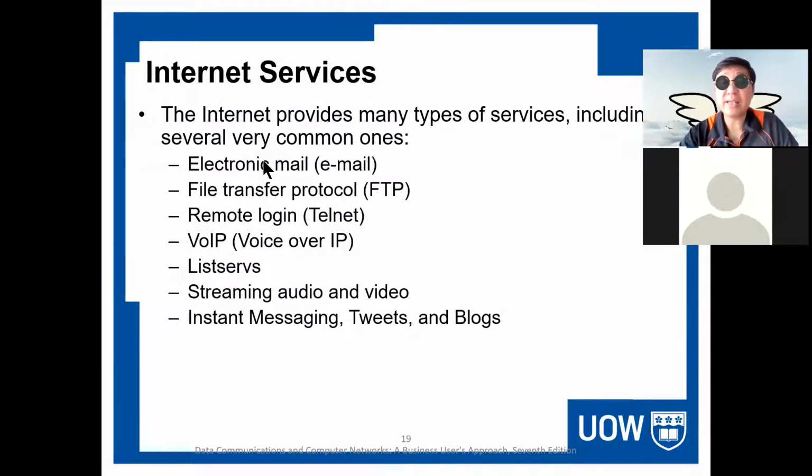So on the internet, there is a wide variety of services, right? You can have email, you can do Telnet, you can do MSN messaging, you can do voice over IP, video streaming, right? You can do audio streaming, you can do instant messaging, you can tweet, you can blog. There are so many services that are actually available on the internet, right? So that's why you need the port number to differentiate some of these.